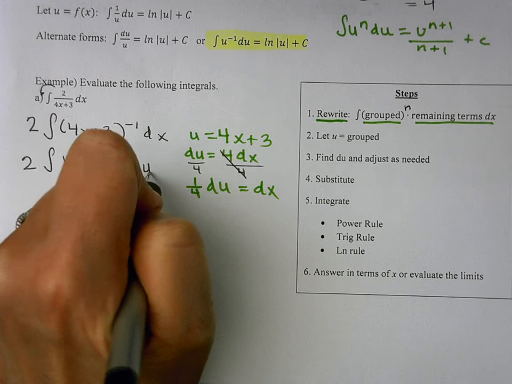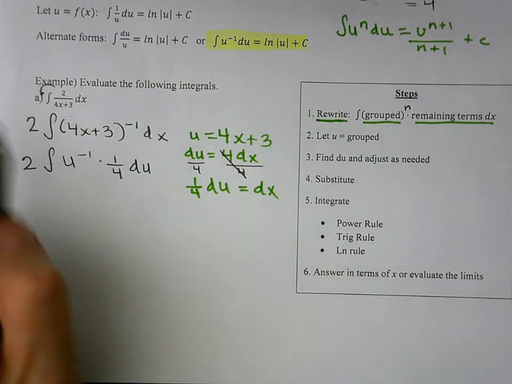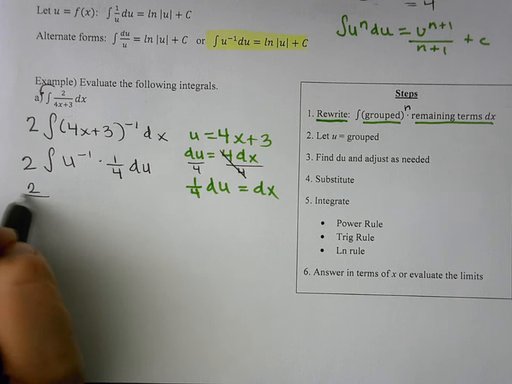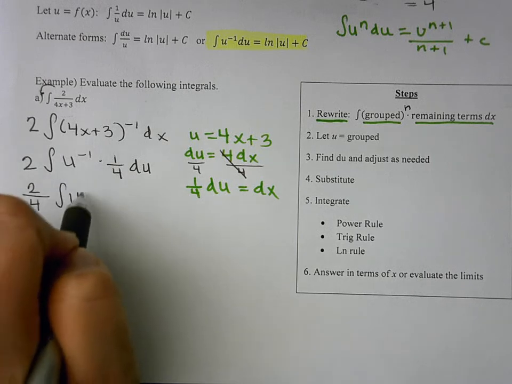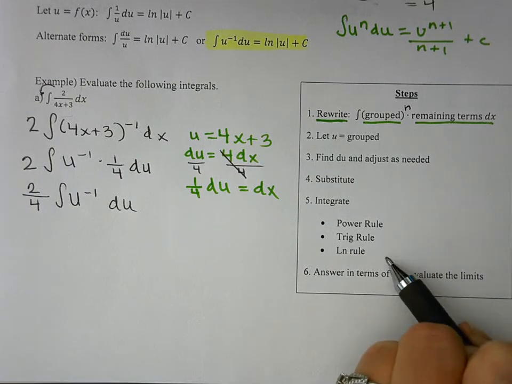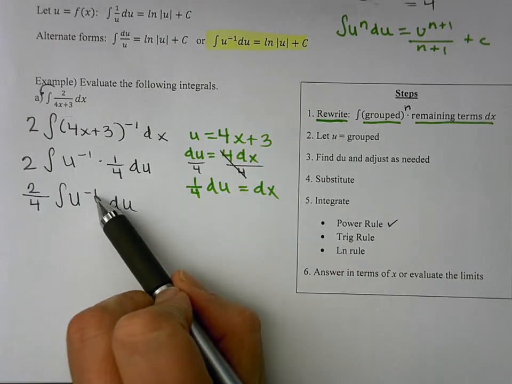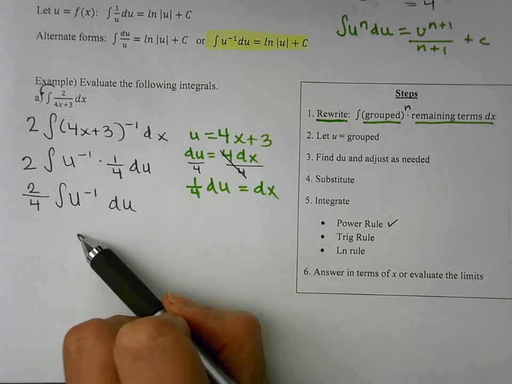And then just like in chapter 4, we always are going to pull that 1/4 to the front, so feel free to do that in one step. So that would be just 2 over 4. And then we try one of the rules that we know. So we want to try power rule first. So if I add 1, that would make that 0, and then divide by 0, no can do.